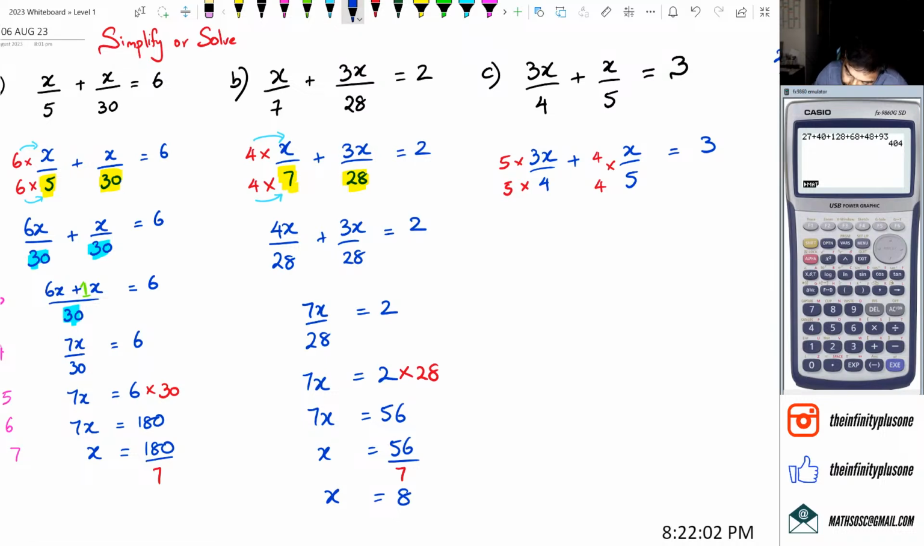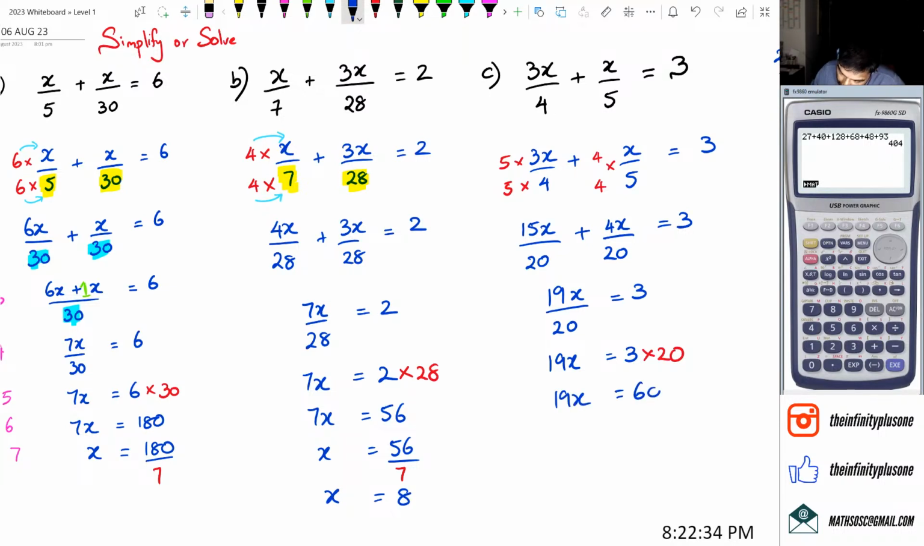Now, when I do this, first off, I'm going to get 15x, because 5 times 3x is 15x over 20, plus 4 times x is 4x over 20 equals 3. And because the denominators are the same, I can add the top 2 numerators. I'm going to get 19x over 20 equals 3. And then I'm going to get 19x equals 3 multiplied by 20, which means 19x is equal to 60, and x is equal to 60 over 19. Now I don't really need to simplify this any further, guys. I can just leave it as a fraction here.